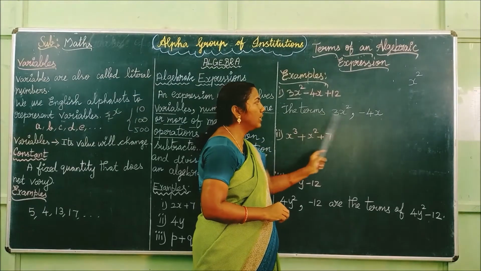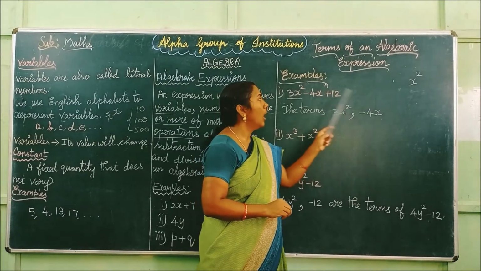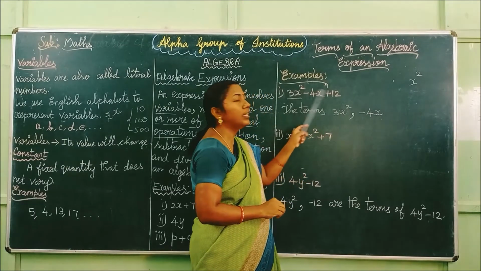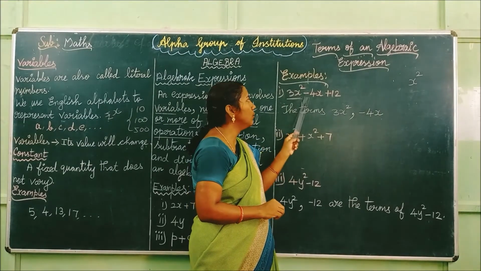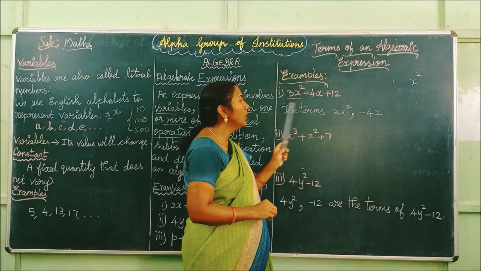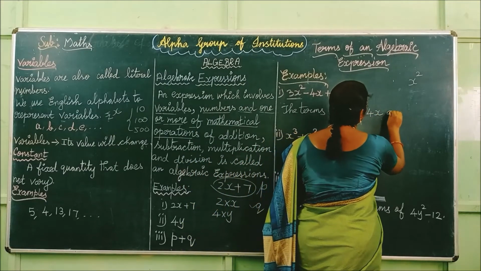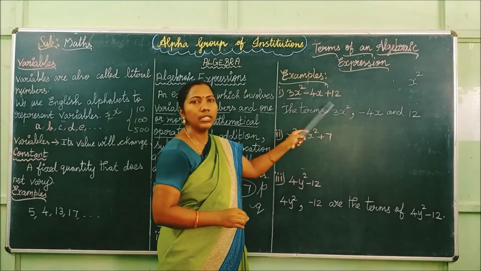While you are writing the terms, you should place comma in between the terms. Okay. And also while you are writing the terms, you should write the terms along with its symbol. If it is positive symbol means no need to write. For negative symbol you must write that symbol. So the terms are 3x square, minus 4x and 12. So these three are the terms of this expression.